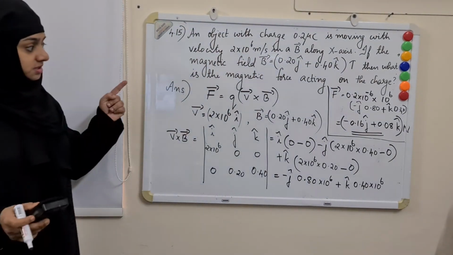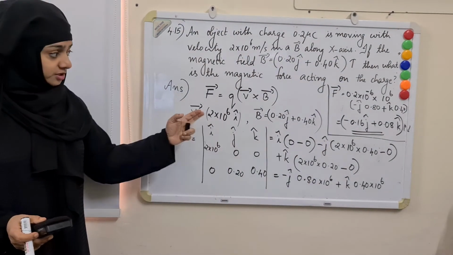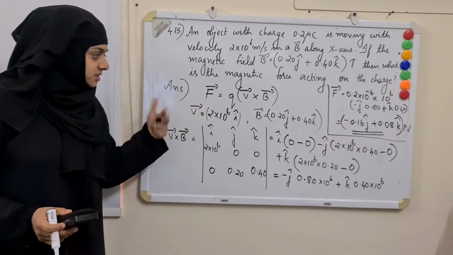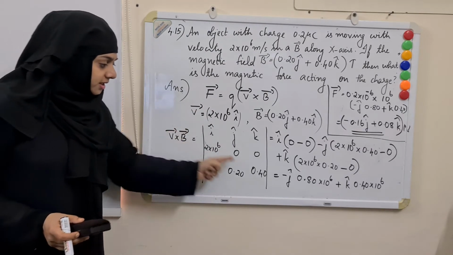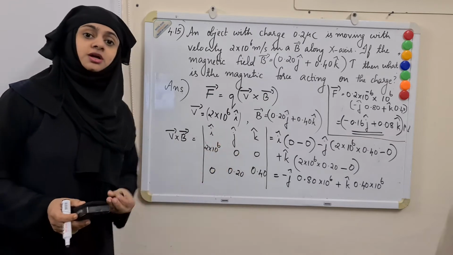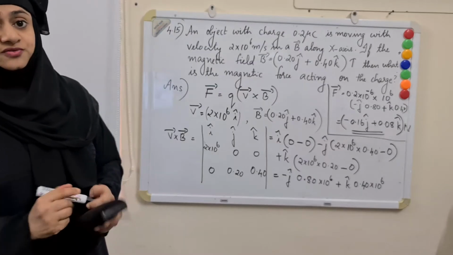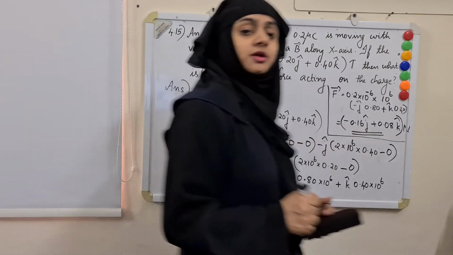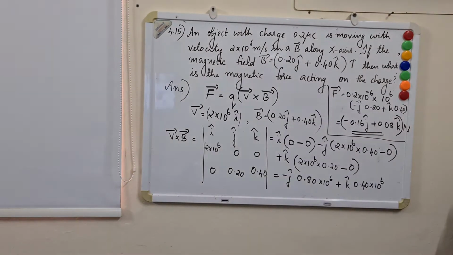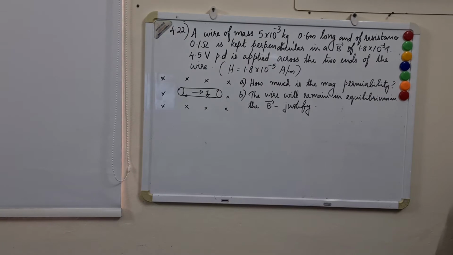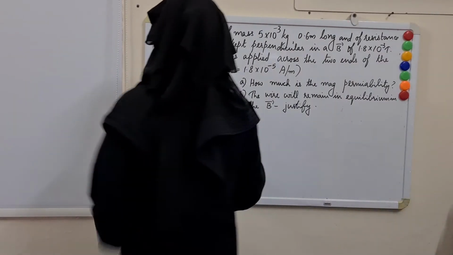So I hope this is clear to you. If it is not, just rewind a little bit and watch this again in order to clarify how the vectors are multiplied, how we take the cross product of two vectors. Revise that if you are not clear. Now, let us see the third question.